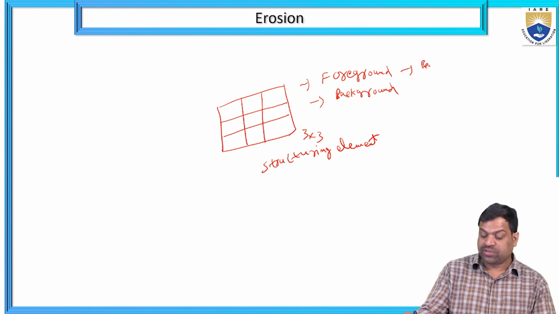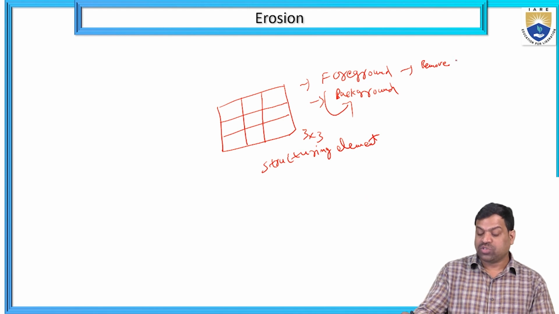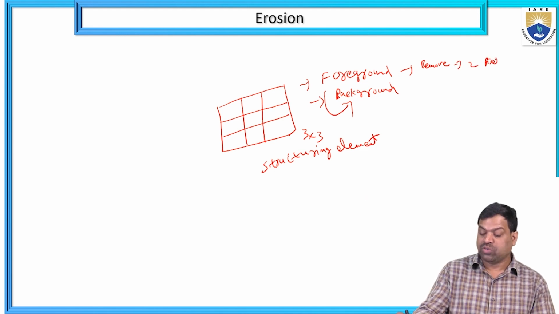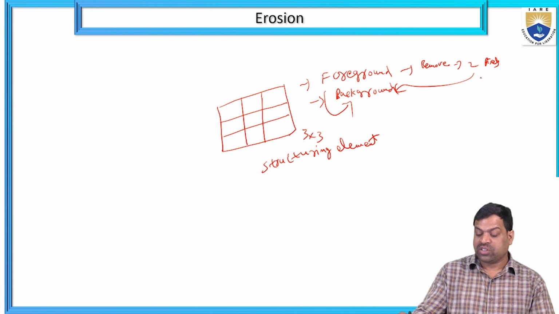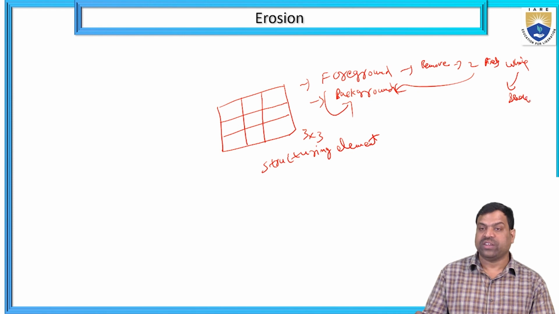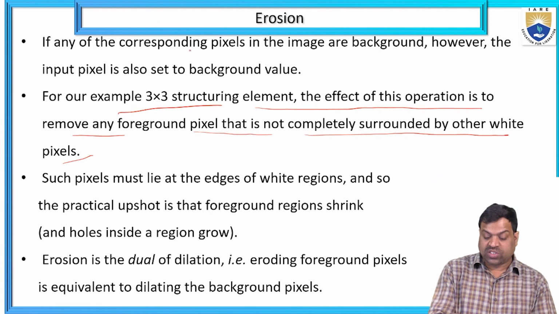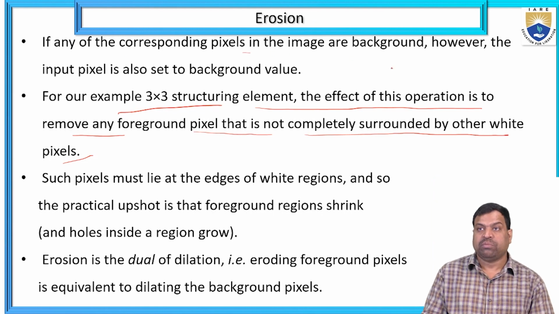Suppose I have to remove a foreground pixel. What will happen if I remove the foreground pixels? Those pixels are definitely added to the background. Suppose I removed two pixels, those two pixels are added to the background. That means white is converted to black, and black is converted to white. That is the problem with this one. So if the corresponding pixel in the image is background, the input pixel is also set to a background value. The background value pixels corresponding are important.